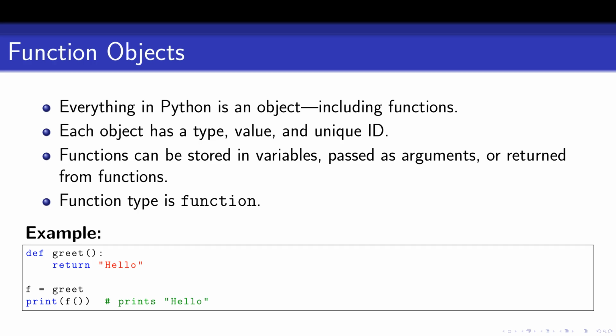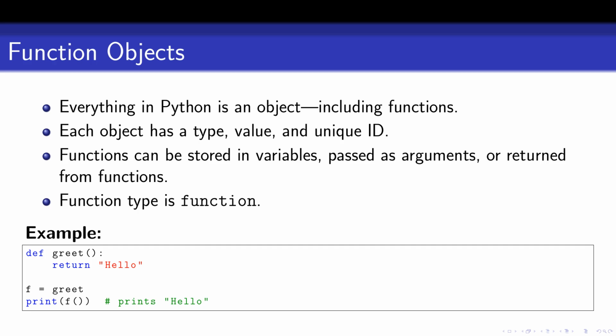In Python, functions are not just blocks of reusable code, they are also objects. Like numbers, strings, and lists, functions have a type, a value, and a unique identity in memory. This means you can assign functions to variables, pass them as arguments to other functions, and even return them as values. The type of any function object is simply function. For example, if you define a function called greet and then assign it to a variable f, calling f will behave the same as calling greet.